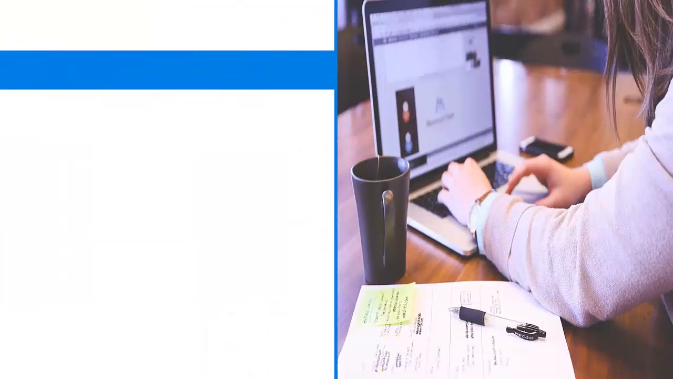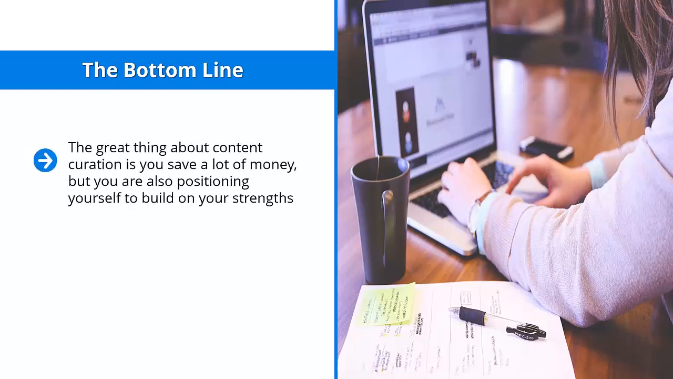Pair these with the right hashtags. The bottom line: the great thing about content curation is you save a lot of money, but you are also positioning yourself to build on your strengths. You focus on things that you're doing right and figuring them out so that you can predictably produce successful content. Now, this is not going to happen overnight. You have to keep experimenting until you find the right themes that consistently work with your audience.